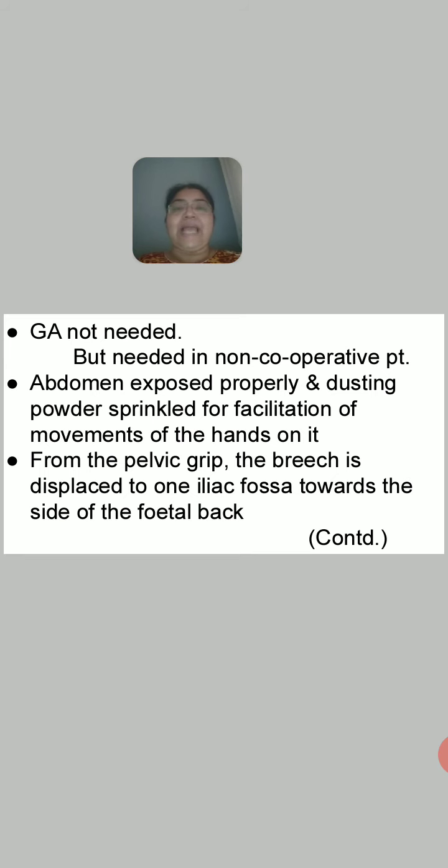When there is LSA position, left sacro-anterior position, the fetal back is towards the left iliac fossa. So you have to shift the breech towards the left iliac fossa. And when there is RSA position, you have to shift the buttocks towards the right iliac fossa. Wherever the fetal back is present, towards that side iliac fossa, you have to displace the buttocks.